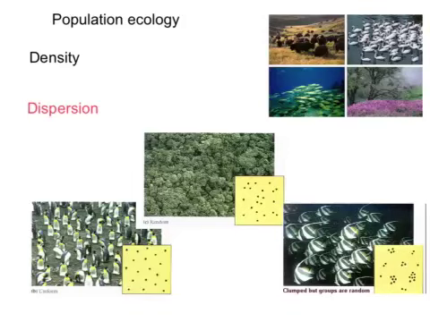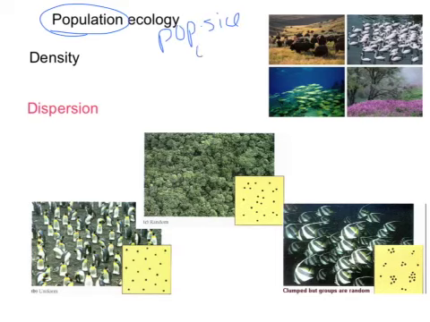So we're going to focus on population ecology today. Okay? Population ecology is going to be anything that's affecting the population size over a period of time. And those could be factors like disease, evolution, just like I said, anything that's affecting the population size over a period of time. One of the things that could do that would be density.